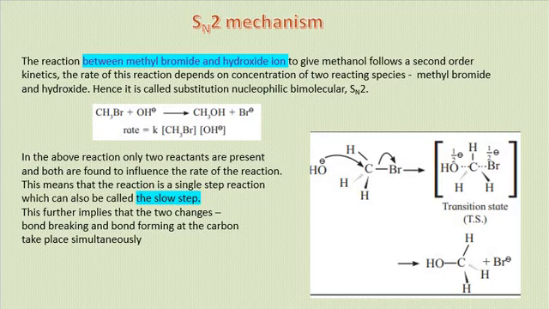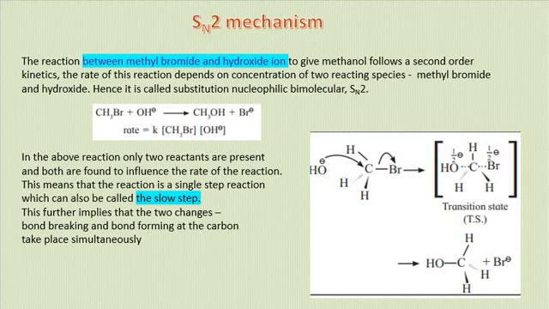That is why the reaction is called a second order reaction, or it is following second order kinetics, and that is why this reaction is called SN2, or substitution nucleophilic bimolecular. The rate of reaction is affected by the concentration of two reactants. Here it is methyl bromide and hydroxide ion, and this is why we call it bimolecular and second order kinetics.